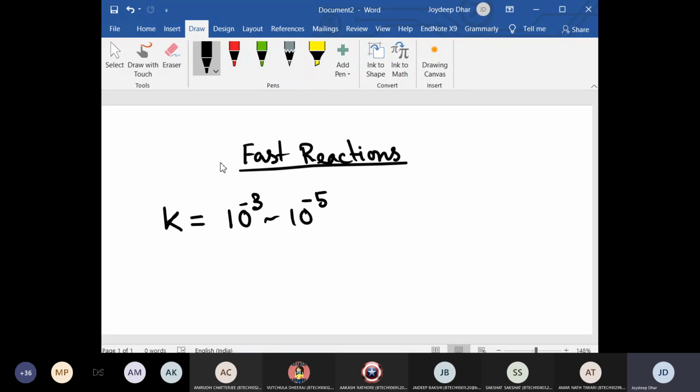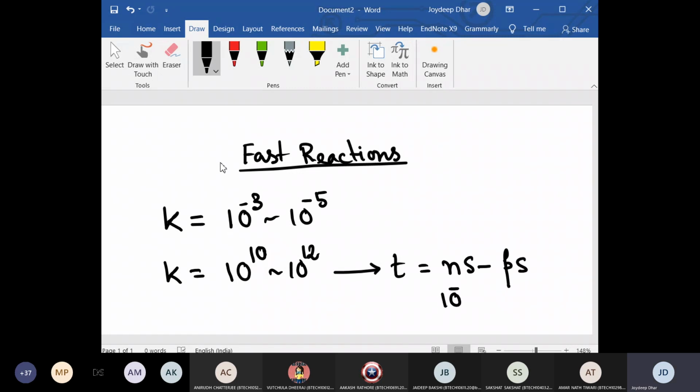Now a few reactions will be very fast. In that case, the rate constant may go of the order of 10 to the power 10, 10 to the power 12. That means if it is minus 3 to minus 5, here it is 10 to the power plus 10 to plus 12. So the time required to complete these reactions will be in the order of nanosecond to picosecond. Nanosecond means the order of 10 to the power minus 9 second, and picosecond means 10 to the power minus 12 second. So these are the fast reactions.